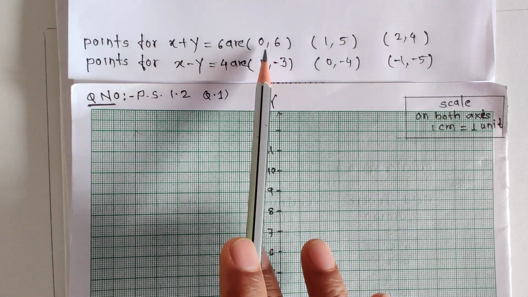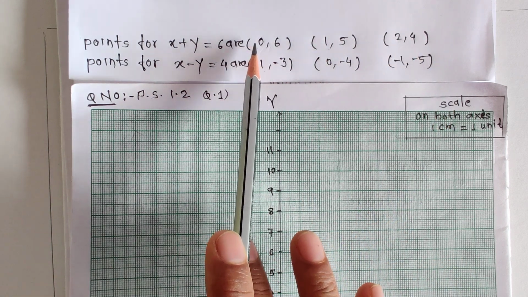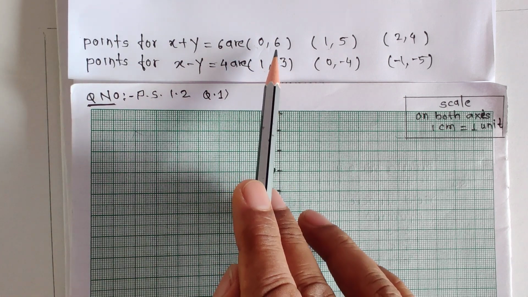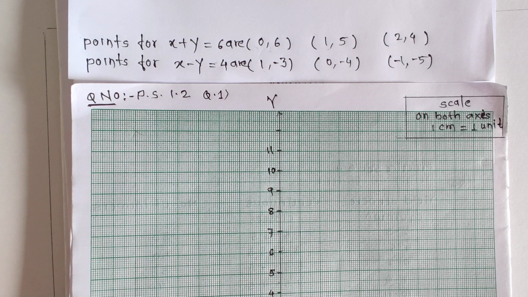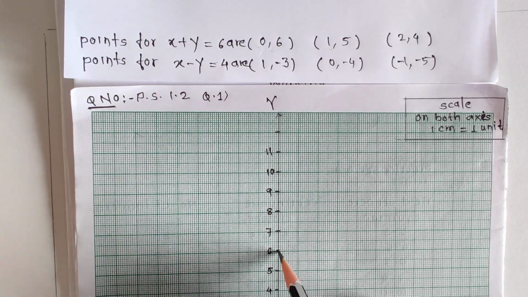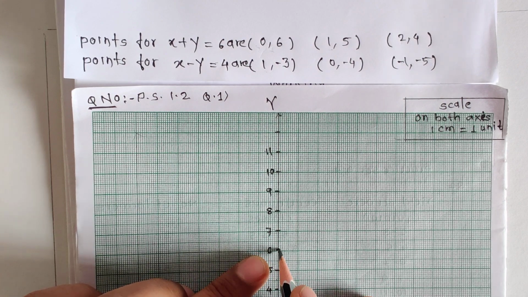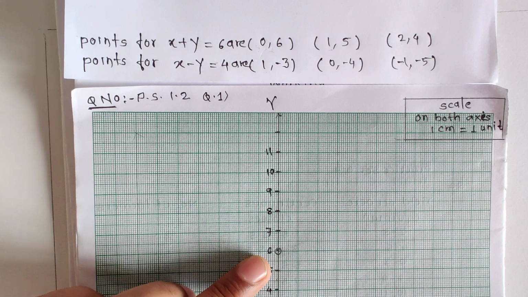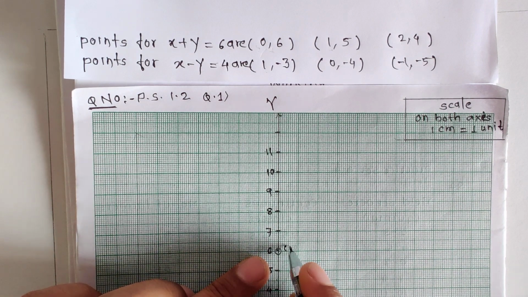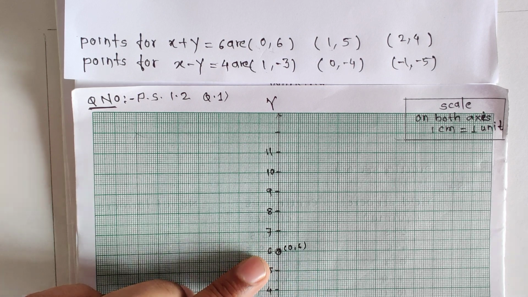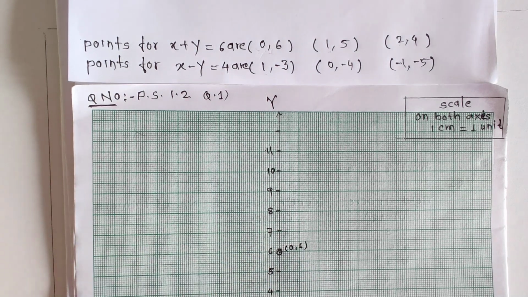So let us plot the points one by one. So it is A, (0, 6). If the x coordinate is 0, the point is on the y-axis. So here it is 0 and here it is 6. So we get the first point A (0, 6). Write the coordinates of that point here, (0, 6). So a small dot and a point.